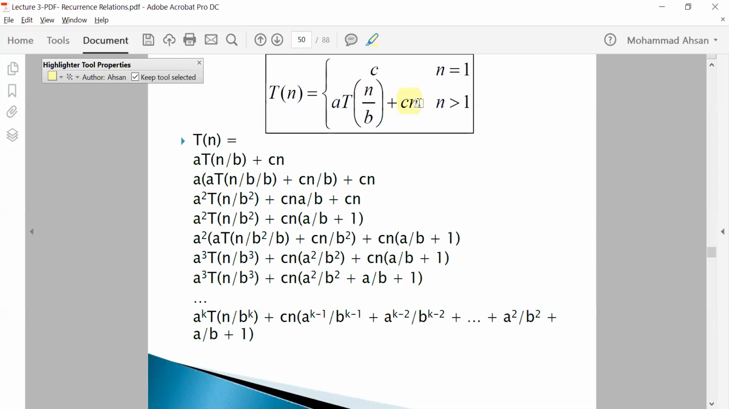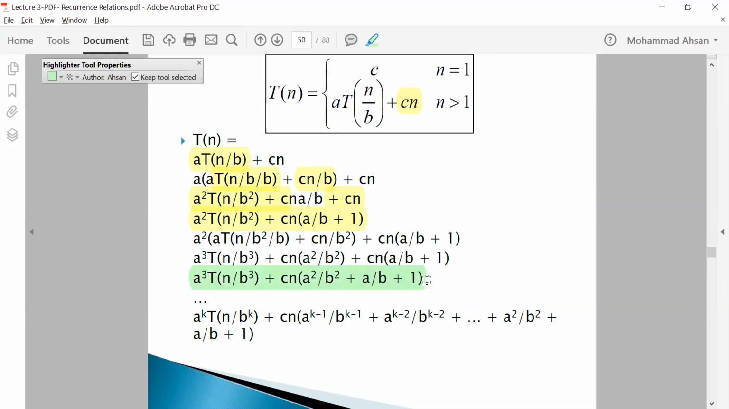So again, you have to do the same thing. Keep on iterating by substituting, in this case, let's say a into tn by b is substituted with a into tn by b square. When you replace n by b, it will be n by b square plus cn by b, and then this is the previous cn. So when you expand it, you get a square, like this, and so on.